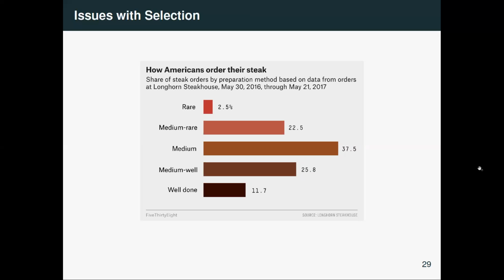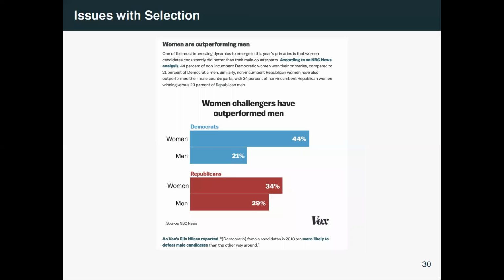Now another example of a selection issue is one that's more subtle, and it comes from this example in Vox. This story came as part of a larger series looking at disparities in the representation of men and women holding political office. This graphic shows that non-incumbent women running for office actually tend to win more than their non-incumbent male counterparts. And this was for the primary elections in 2018.